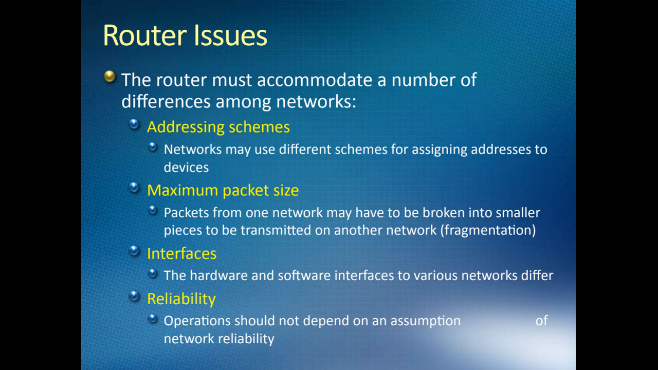Here they talk about some characteristics of routers, or router issues as they call them. Addressing schemes: networks may use different schemes for assigning addresses to devices, even different subnets. Maximum packet size: packets from one network may have to be broken into smaller pieces. We call this fragmentation. Interfaces: the hardware and software interfaces to various networks differ between each other. Reliability: operation should not depend on an assumption of network reliability.